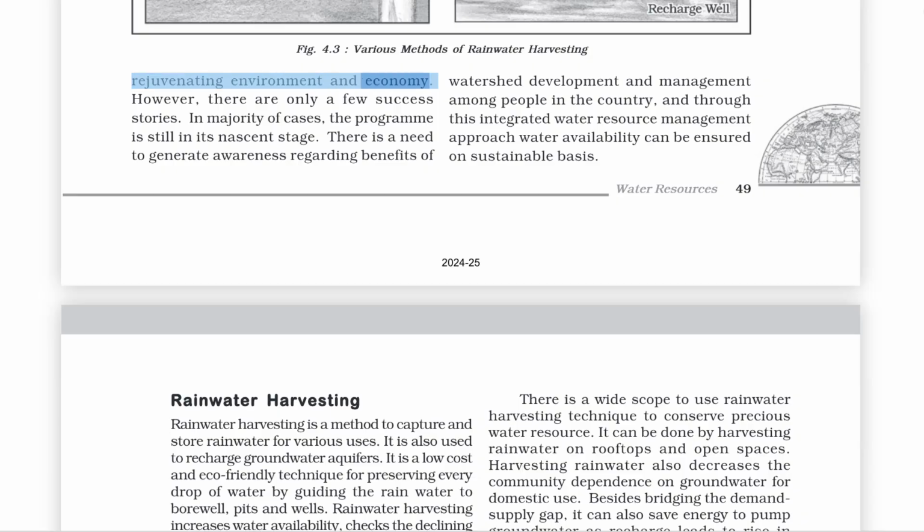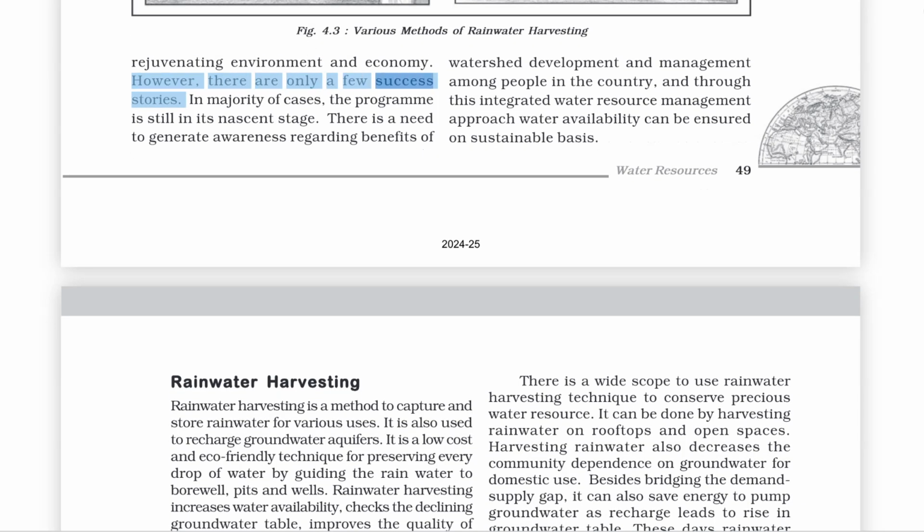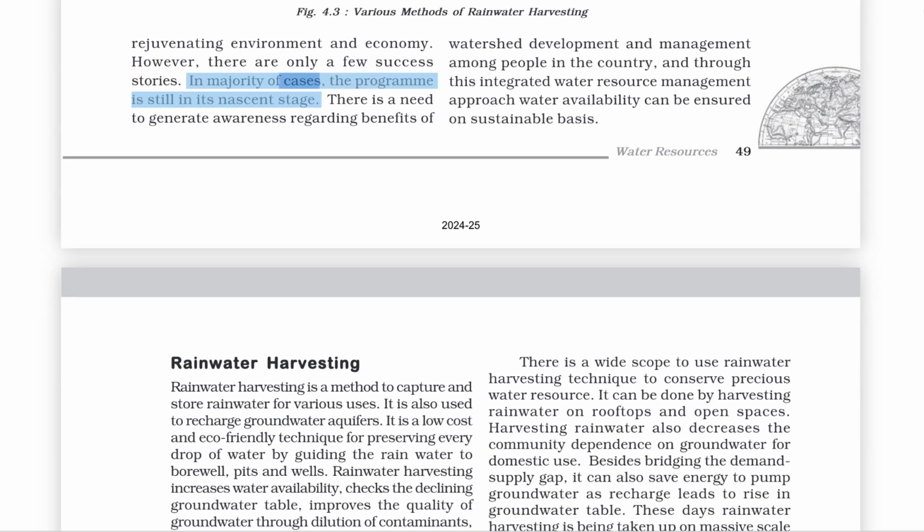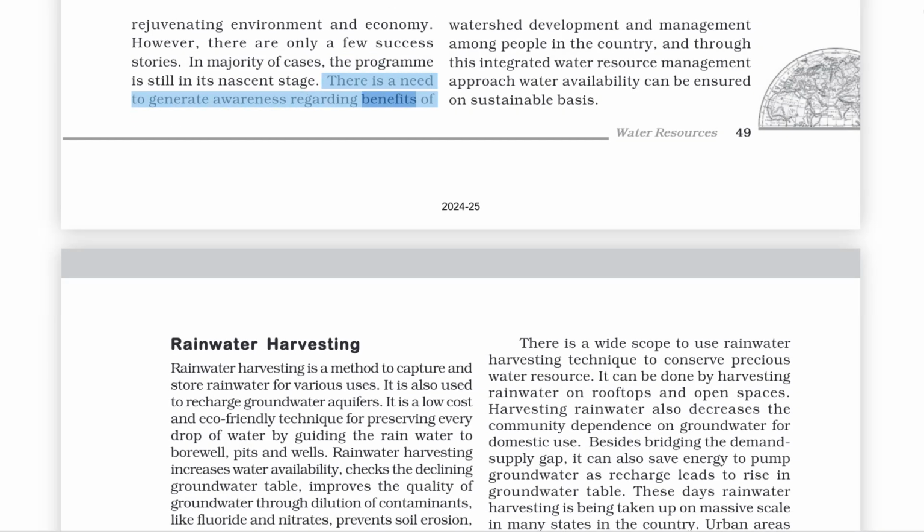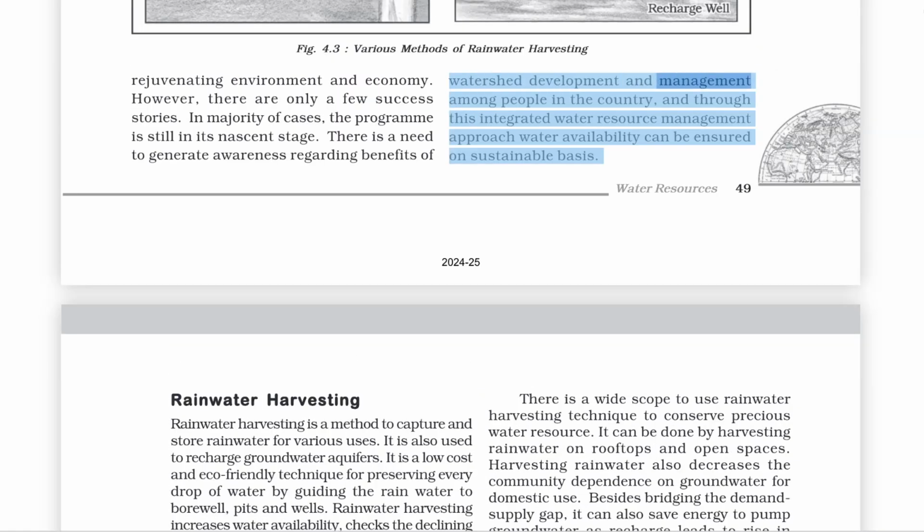Rejuvenating environment and economy. However, there are only a few success stories. In the majority of cases, the program is still in its nascent stage. There is a need to generate awareness regarding the benefits of watershed development and management among people in the country, and through this integrated water resource management approach, water availability can be ensured on a sustainable basis.